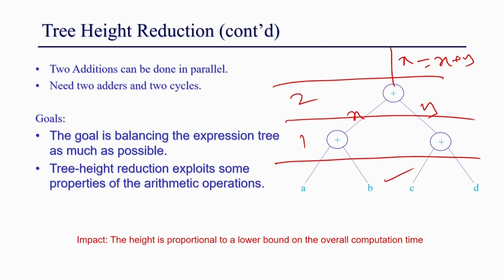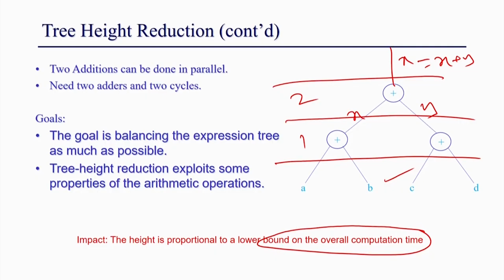And also, the height is proportional to the lower bound of the overall computation time. So whatever syntax tree you are getting, the height basically determines the number of time steps required, which is the latency, or the overall lower bound of the computation time. You need at least that number of time steps to execute that behavior. So if the height is too high, that means the computation time, the number of time steps, or the latency required to execute your behavior will be too high.